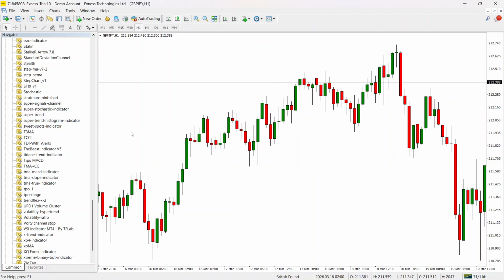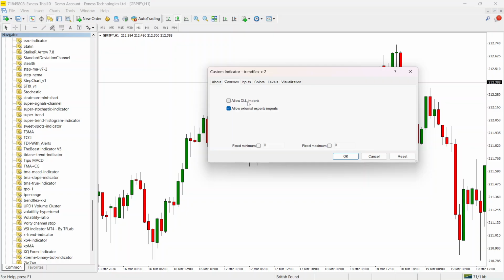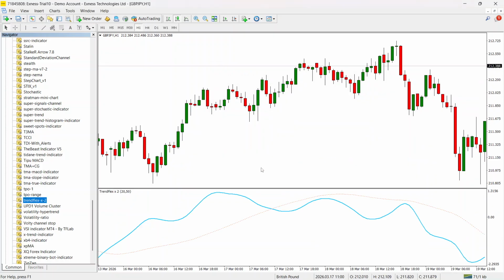This tool plots two oscillators in a sub window, one thick line and another dotted line to help you read trend direction and momentum in a simple visual way using fast and slow trend flex period. I'll load the indicator on the chart so you can see how it looks in real time.